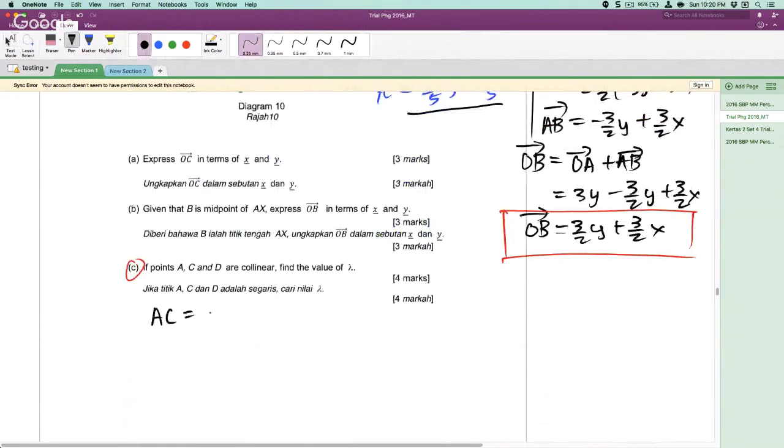Since I cannot use the lambda, I'm going to use what they call mu, or actually just M. AC equals mu AD. You don't worry so much about mu. Mu is just something like a ratio.